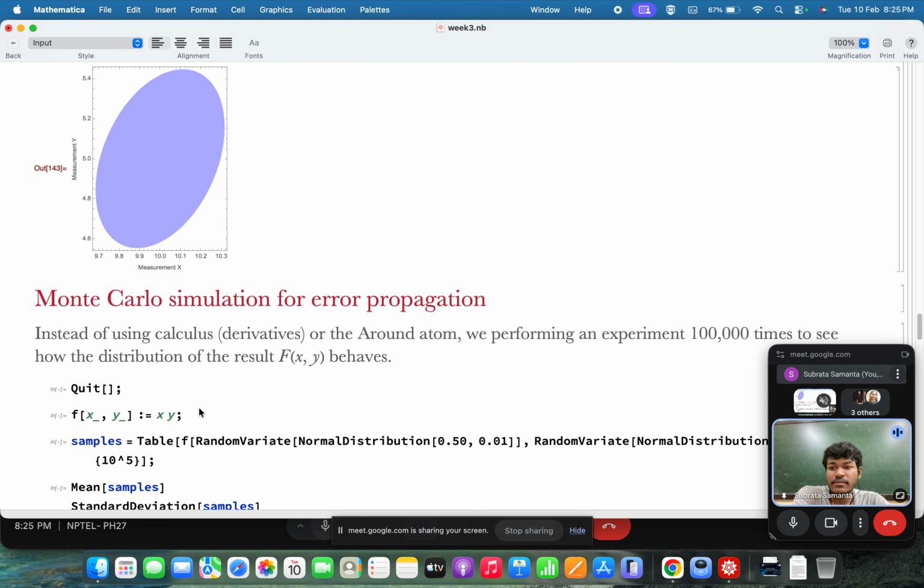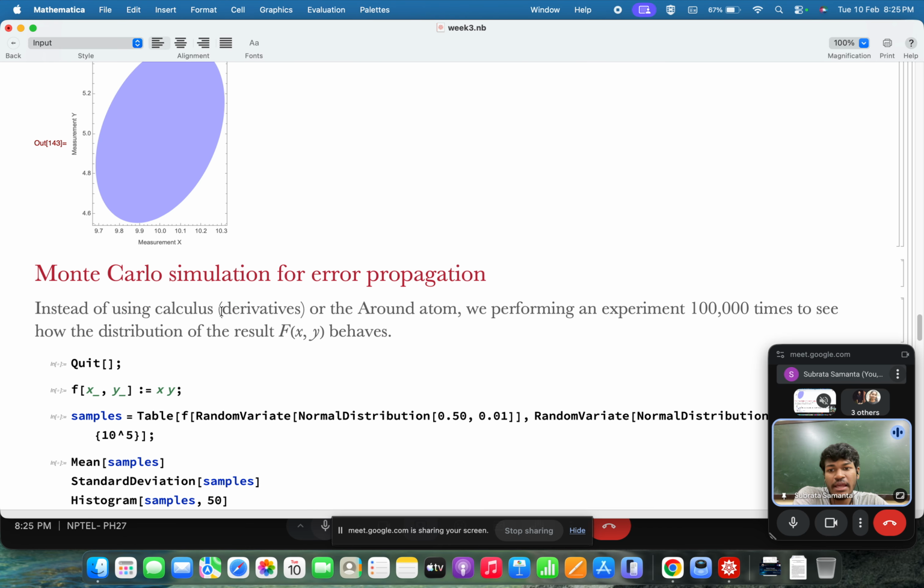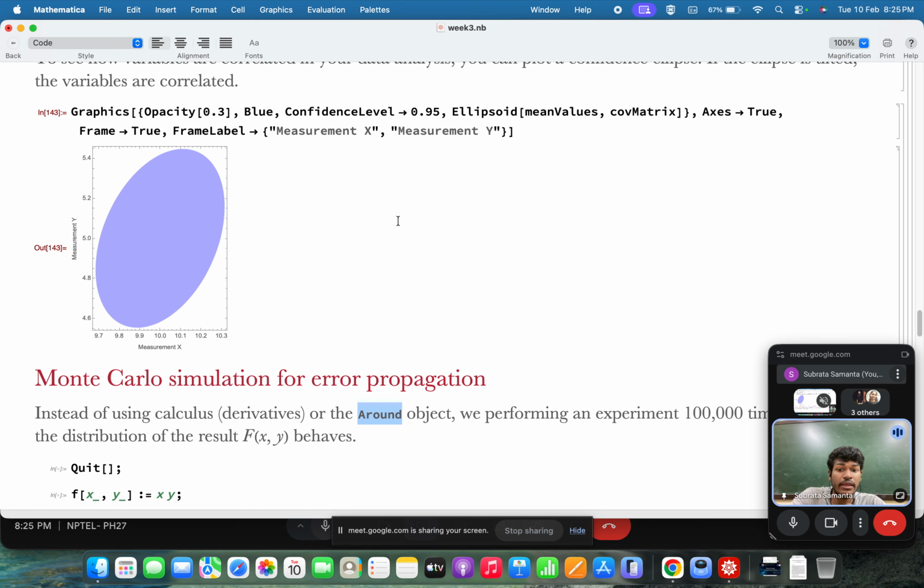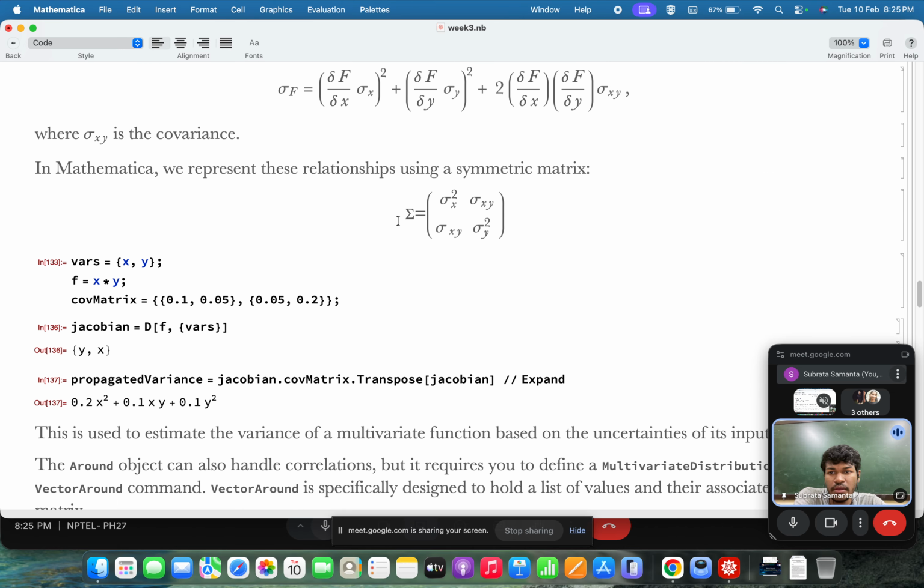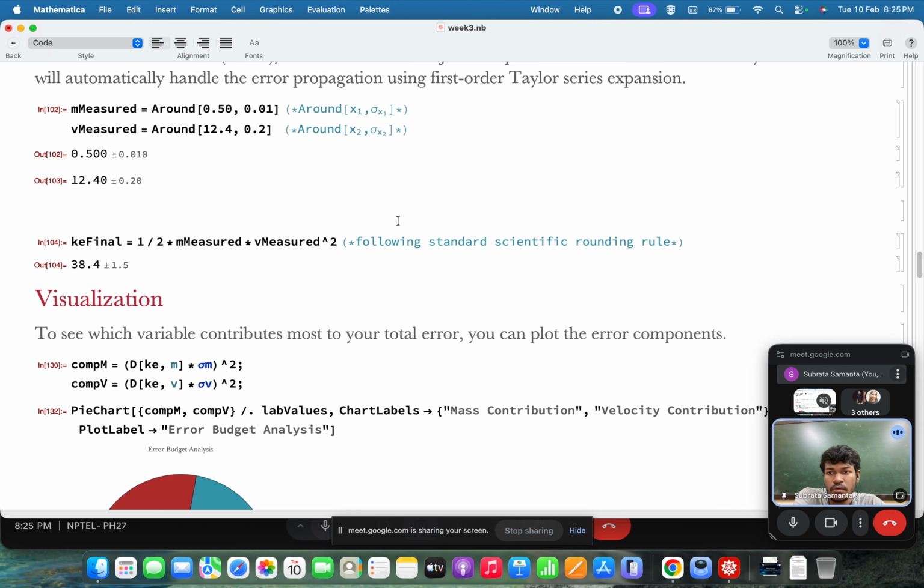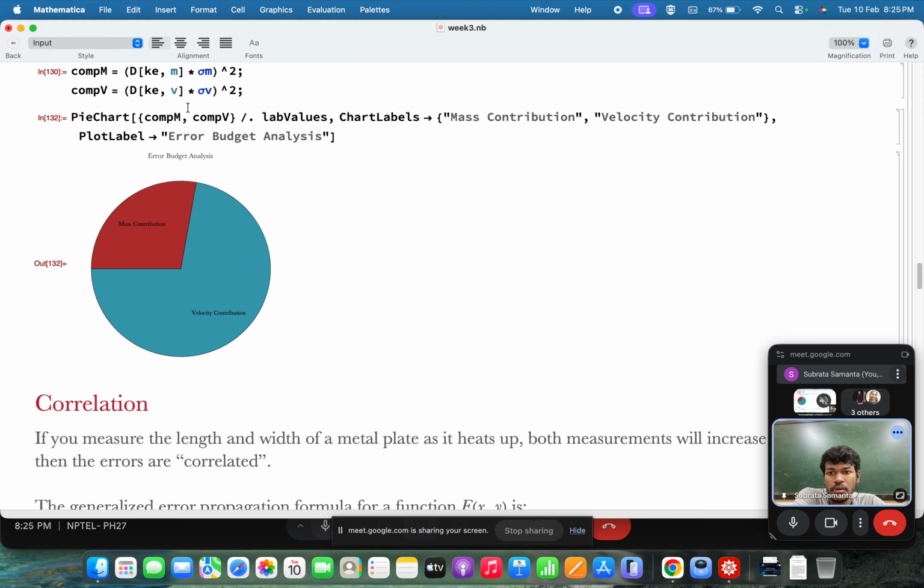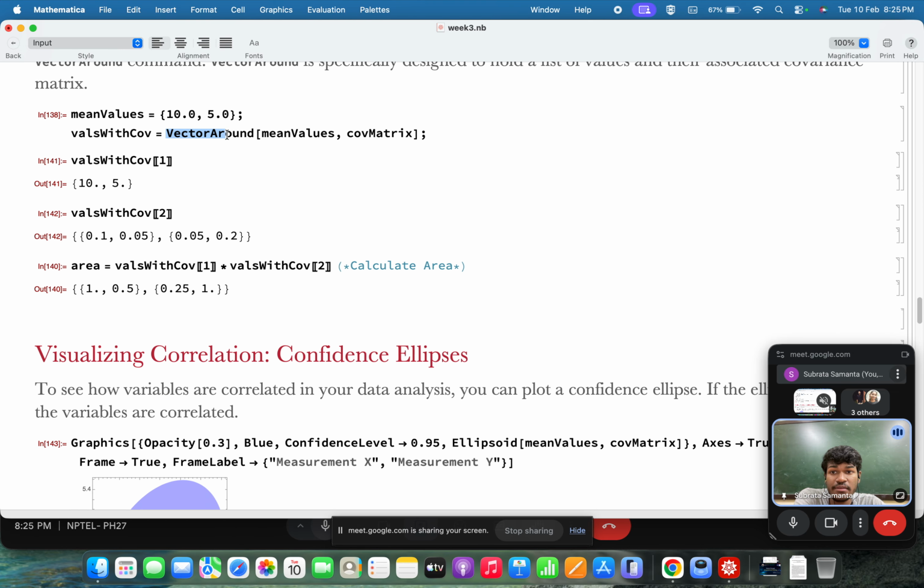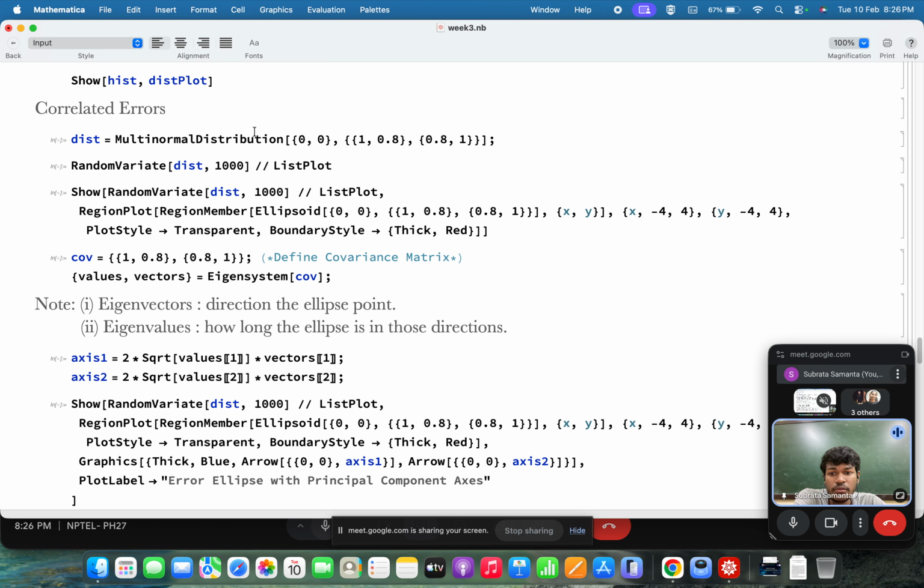Okay, so let us discuss. Instead of using calculus or the derivatives, or the ufloat object, I can write an object. So, this is the ufloat object or the vector ufloat. I use it to calculate the errors, basically propagating the errors, right. So, here I use the ufloat object, and when I use correlations, I use the vector ufloat object, right. But you can also use some random data.